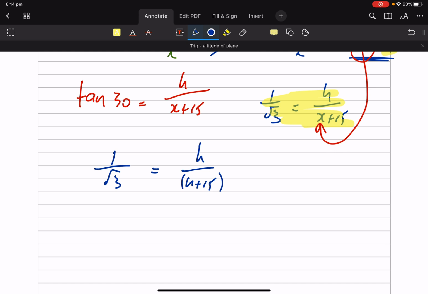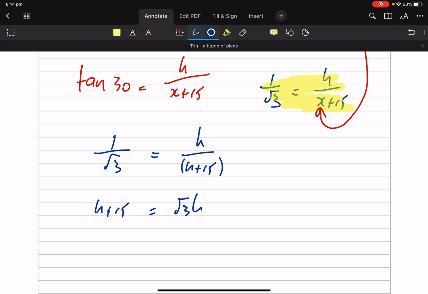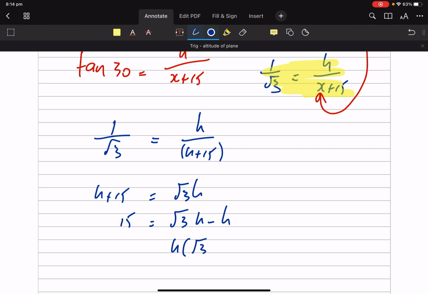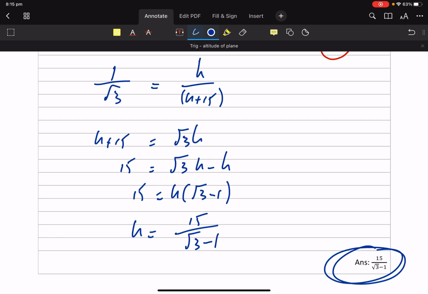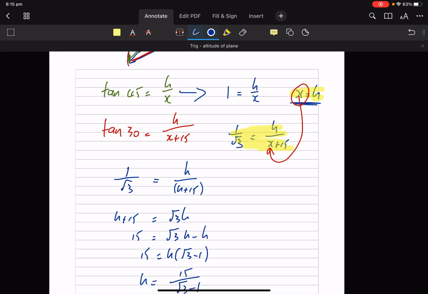I'm going to multiply by that bracket under there and get h plus 15. I'm going to get rid of that root 3 up to the other side. Get the h's to one side. I want h equals. So I only want one h, so let's factor it out. And all of a sudden h will be 15 on root 3 minus 1. There we go. That was so much fun. Good stuff.